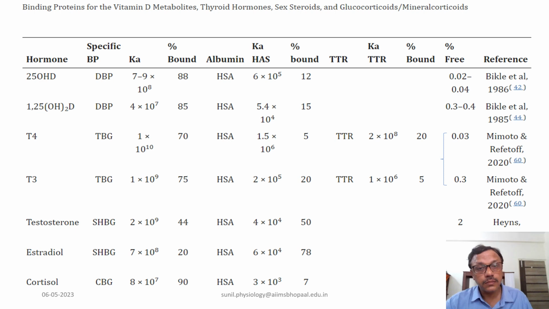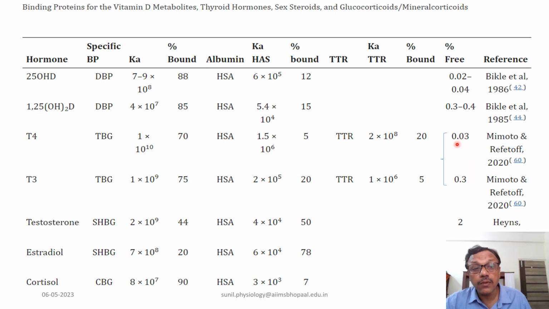Now in this slide, just concentrate on T4 and T3. Okay, now you can see various proteins. Albumin is there, TTR is there. These are the binding proteins with which T4 and T3 are associated. Just see the percent of free T3 and T4.